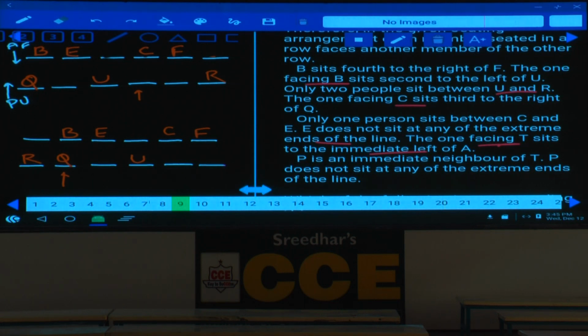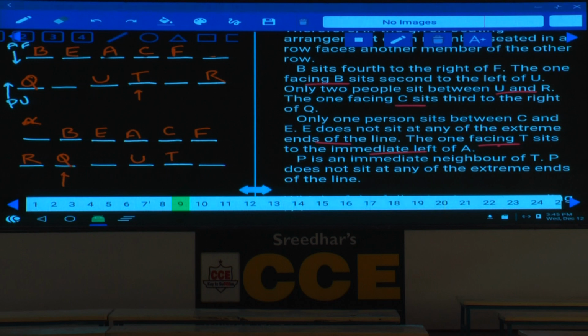Then where can this A be? Now can you tell if A can be here or not? If A is here, then T will be here. The one who is facing T is C, and this C is to the immediate left of A. And similarly here again, A cannot be at this place, then A must be at this place. A is here, immediate left of A is C, and that person is opposite to T.